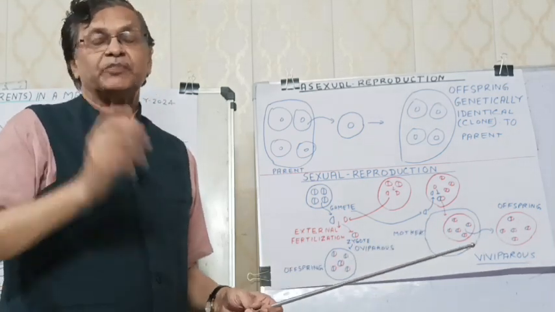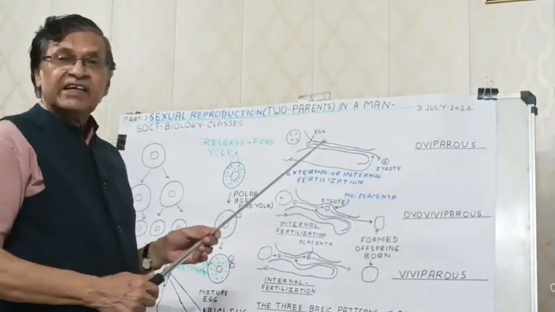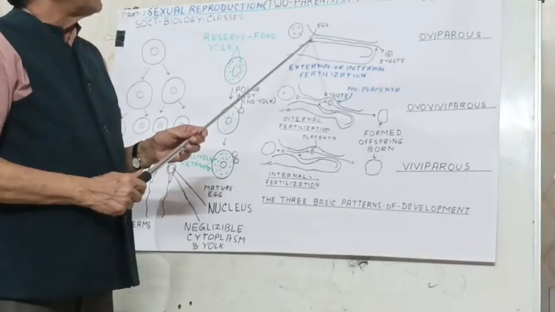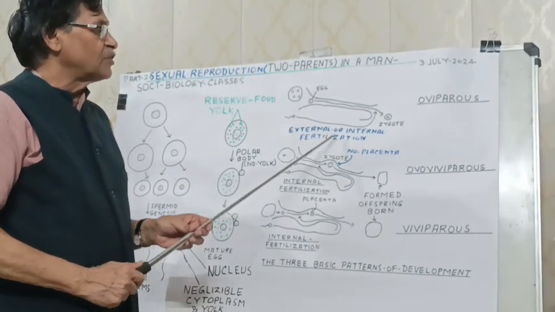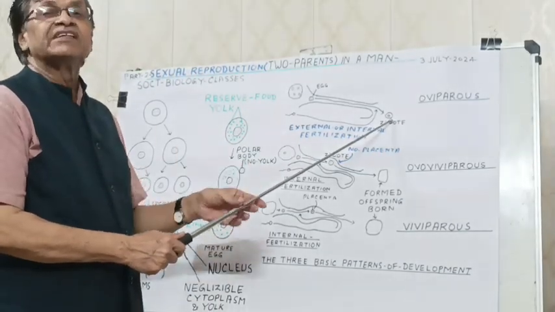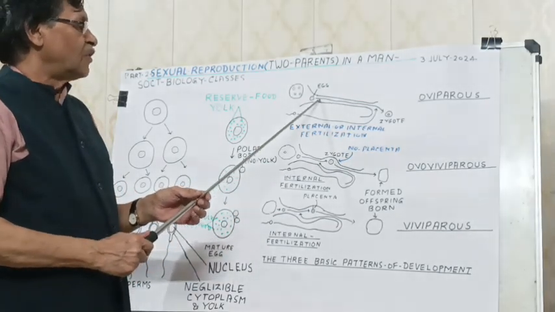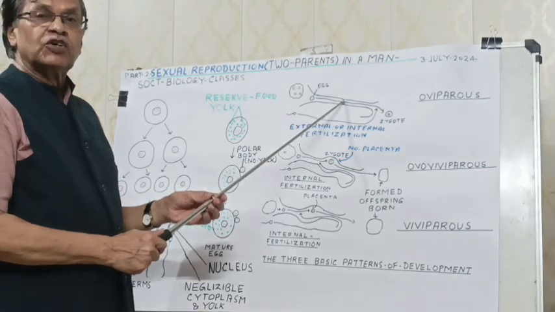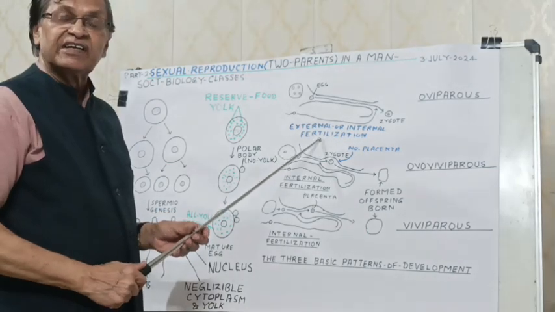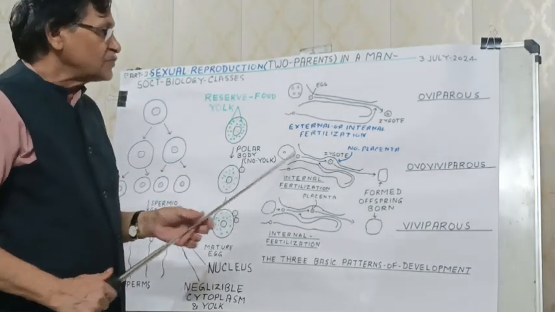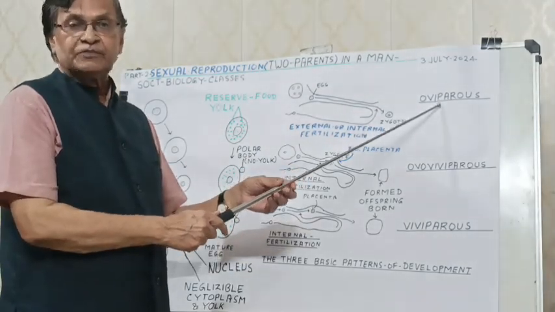At this level we have 3 systems in nature. One is oviparous, in which both the egg and the sperm are released outside the body. There is external fertilization, or sometimes there is internal fertilization in which the male gamete travels up to the middle part of the oviduct, but the egg is released outside into the external environment. So when the egg is released outside, it is called the oviparous condition.